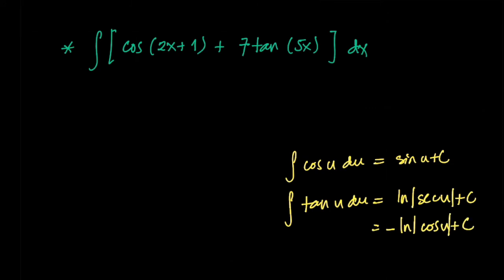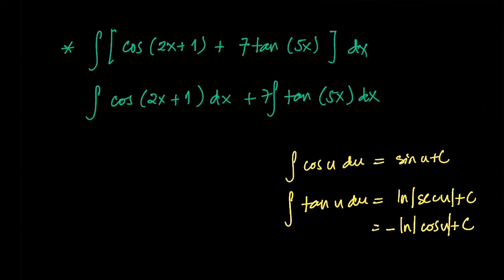So either of the two is correct. In this case, since this integrand is composed of two terms, which is divided by a positive sign or a plus sign, we can integrate it as two separate entities. So for example, this will be the integral of cosine 2x plus 1 dx plus the integral of, let's take out the 7, tangent 5x dx.